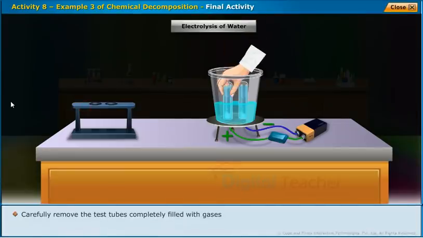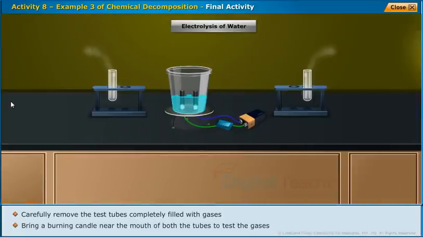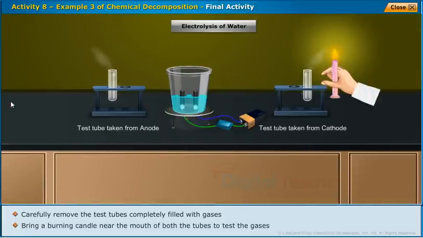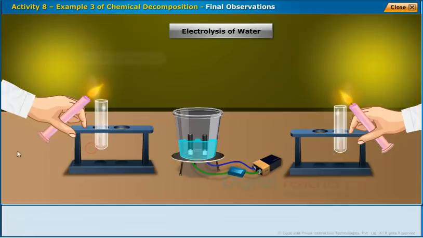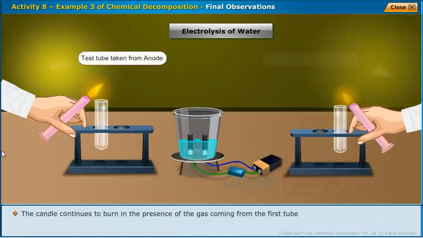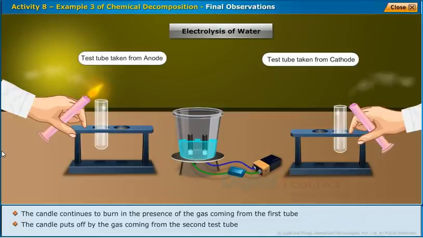Carefully remove the test tubes completely filled with gases. Bring a burning candle near the mouth of both the tubes to test the gases. The candle continues to burn in the presence of the gas coming from the first tube. The candle puts off by the gas coming from the second test tube.